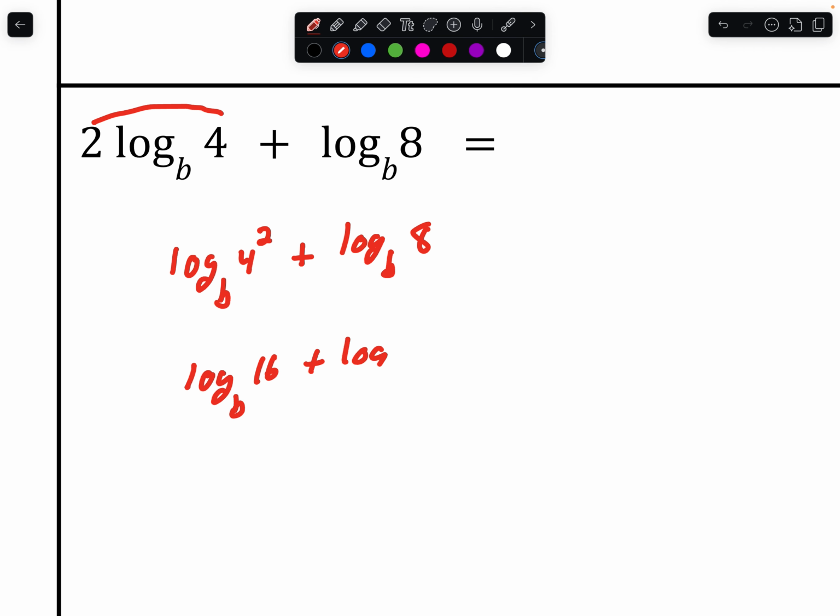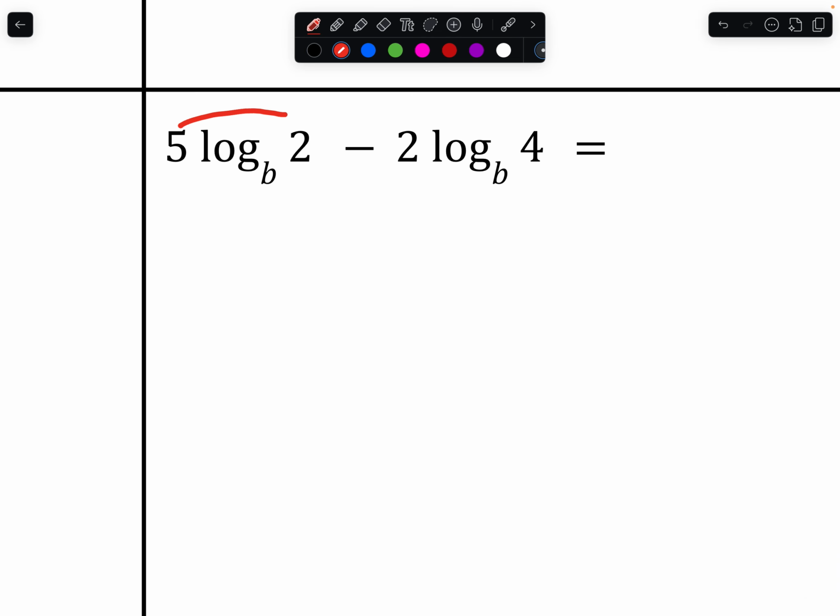And now I can combine both of those terms and say this is the same as log base b of 16 times 8, which is 128. Okay, so it's the same thing, right? Now we go ahead and take a look at this right here. Notice now I'm dealing all with numbers, so I'm going to slide that 5 up to the top, slide this 2 up to the top so it becomes an exponent. So I'd say log base b of 2 to the 5th power minus log base b of 4 to the 2nd power, okay?